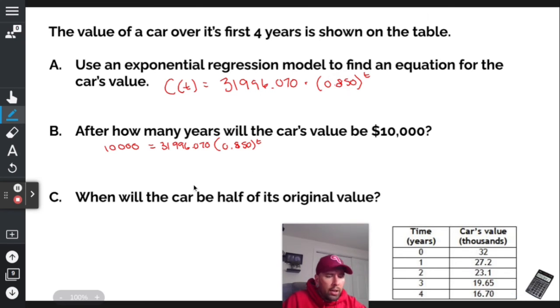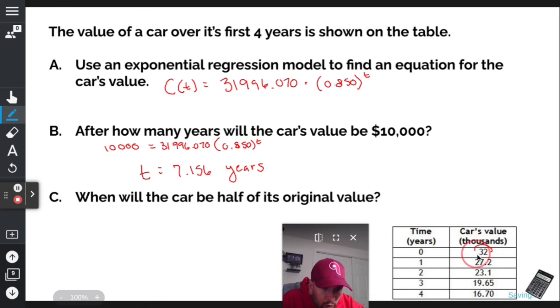After typing that all in my calculator, the t that I ended up getting was 7.156. So 7.156 years. So like February? I don't know. Maybe March? Now this is the same exact type of problem. When will the car be half of its original value? So same exact thing, but I know that the original value of the car was $32,000.